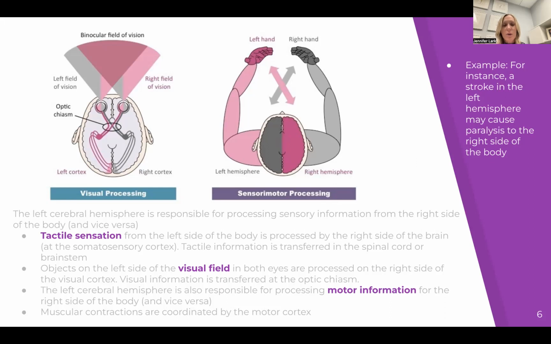It's a big fancy word for nerve that you see there. The left cerebral hemisphere is also responsible for processing motor information for the right side of the body and vice versa. And muscular contractions then are coordinated by the motor cortex. So just lots of different examples of how the brain exhibits contralateral control to influence our thoughts, emotions, and actions or behaviors.